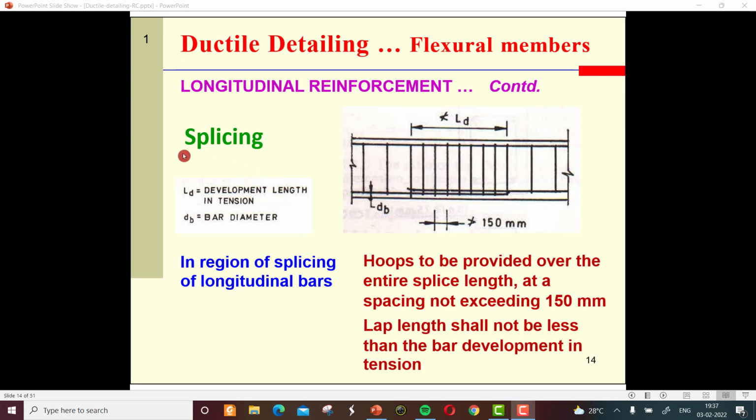And regarding splicing, splicing is all about joining two rebars. In the region of splicing of longitudinal bars, hoops are to be provided over the entire splice length at a spacing not exceeding 150 mm. The lap length shall not be less than the bar development length in tension.